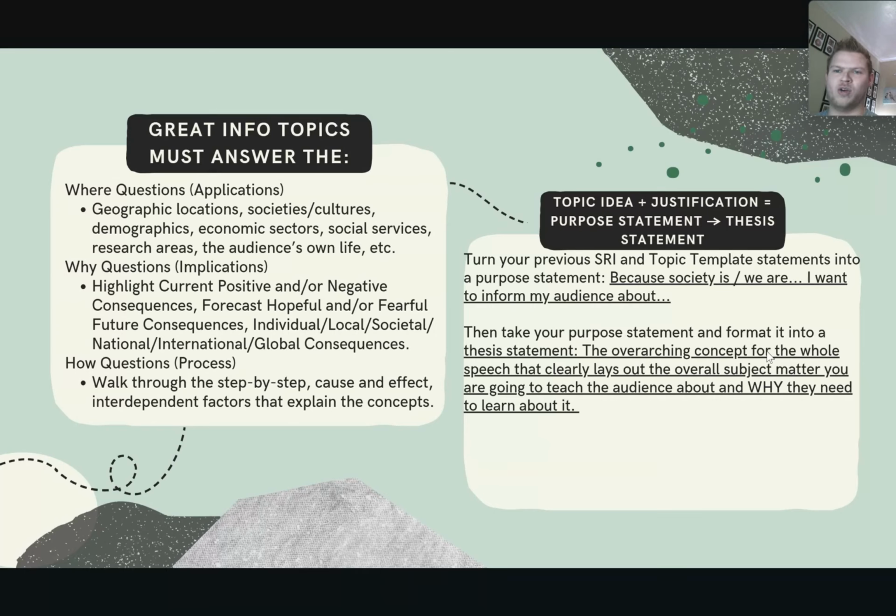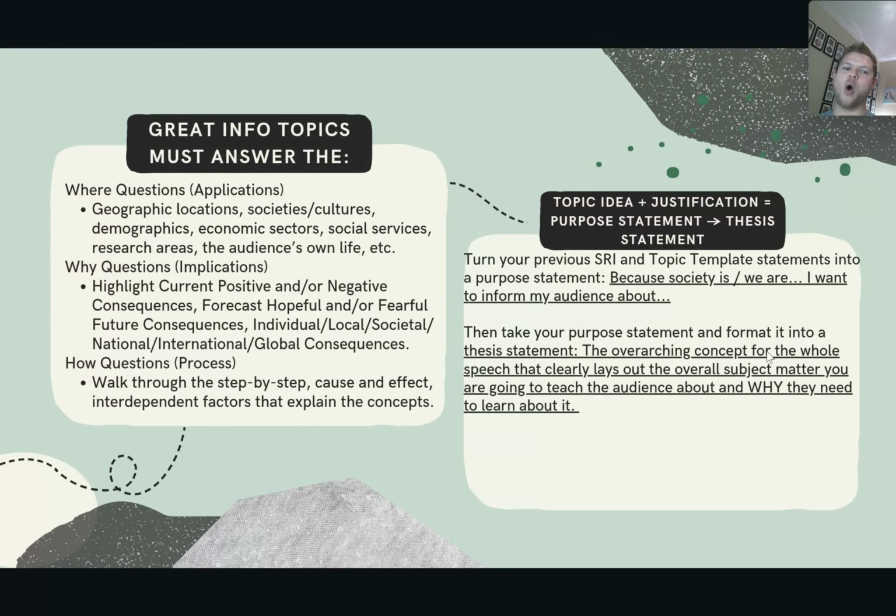You've got the why questions, the implications. This is essential. Why does the audience need to know? Why bother? Why care? You can highlight the current positive or negative consequences of your topic on the world. You can forecast hopeful or fearful future consequences. You can focus on individual or local or societal consequences, or more national, international, global consequences.